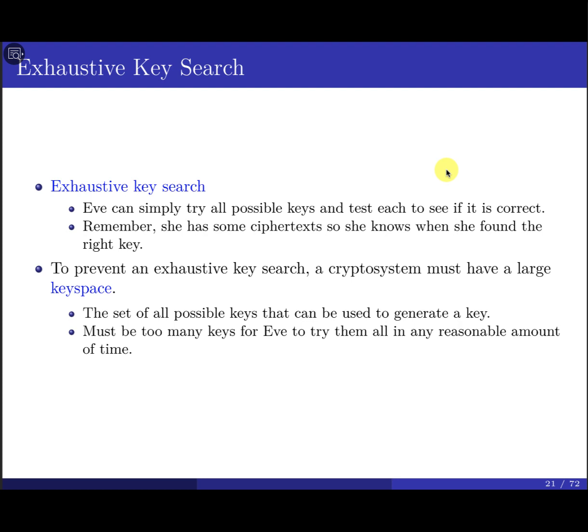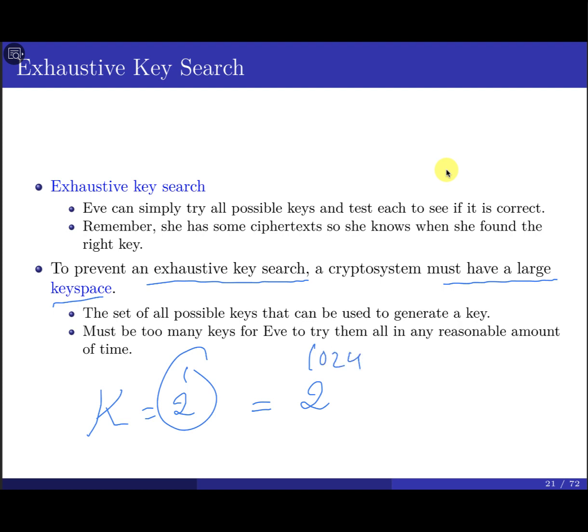So in order to prevent what's called the exhaustive or brute force attack, a crypto system must have a large key space. That's why we keep saying the large key space. Assume that we have the key space 2 to the power, let's say 2. That means 2 bits: 00, 01, 10, 11. Instead we could have 2 to the power 1024, or maybe 2 to the power 2048.